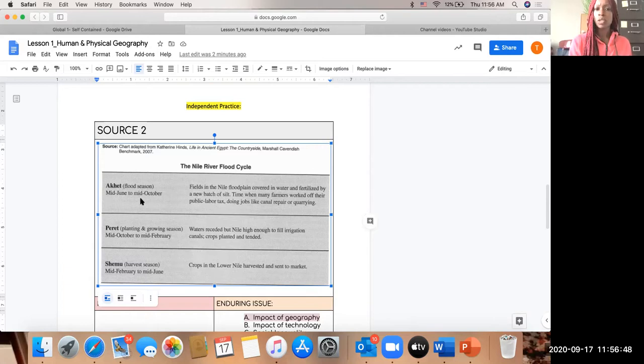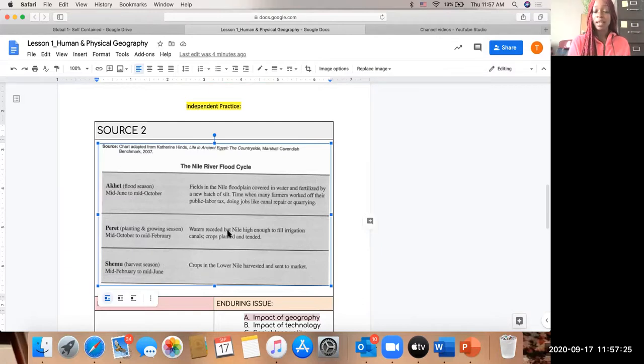So during mid-June to October, we see that the fields in the Nile floodplains are covered in water and fertilized by a new batch of silt. So although there's a flood happening in the Nile River, that flood is bringing in a new batch of silt. And silt is just wet sand, and that wet sand is used to fertilize the crops and the plants. So that's actually a positive thing. And while that is happening, the farmers can take a load off. They don't have to continue their regular everyday farming duties because they can now do things like repair canals and quarrying, because the Nile is actually fertilizing their crops.